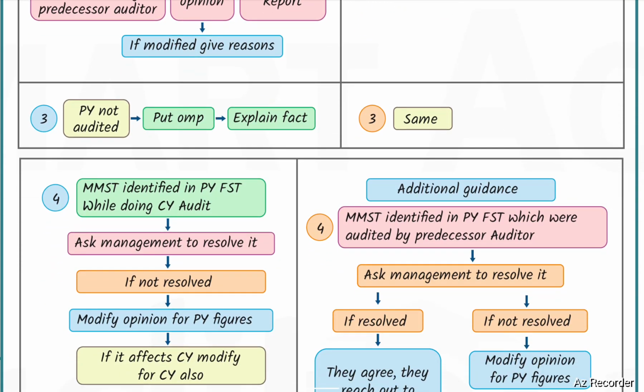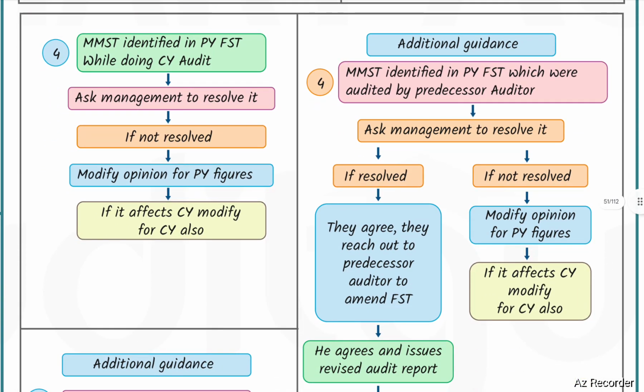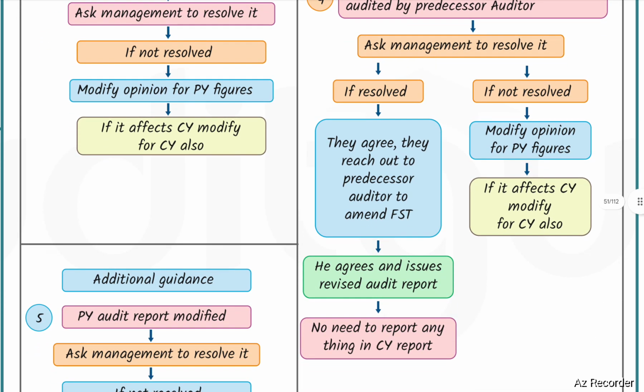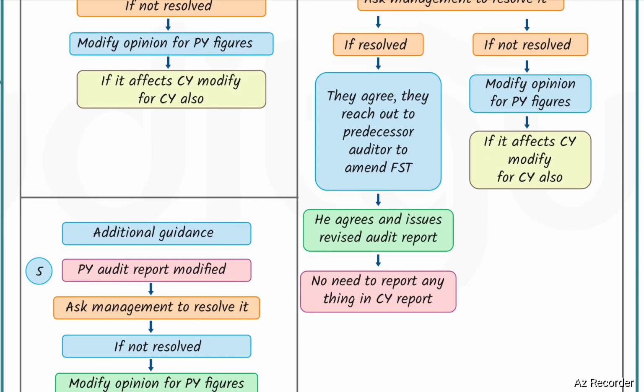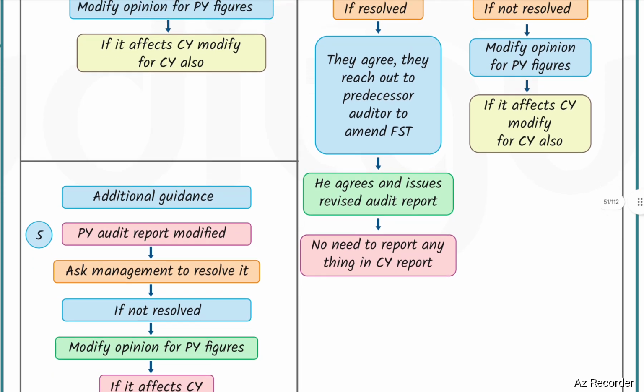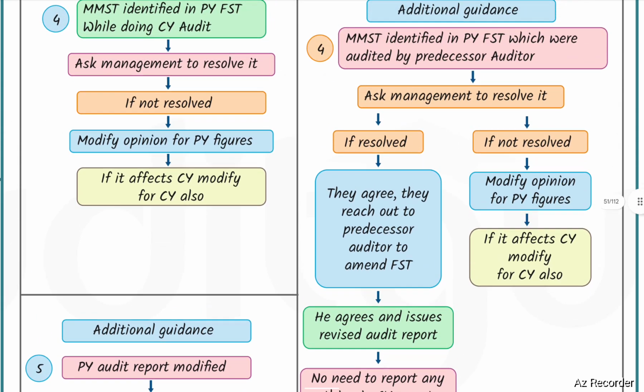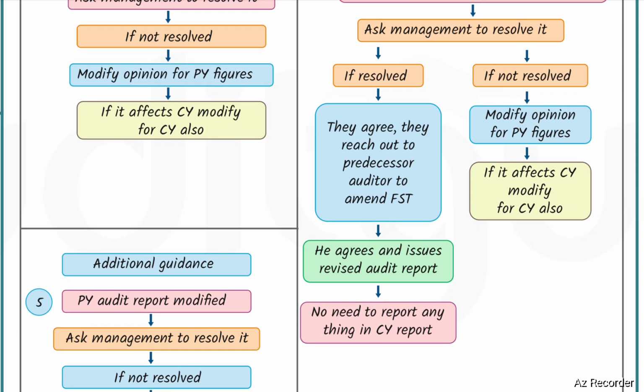Additional guidance: material misstatements identified in previous year financial statements which were audited by a predecessor auditor. Ask management to resolve it. If resolved, they agree, they reach out to the predecessor auditor to amend the financial statements. He agrees and issues a revised audit report. No need to report anything in the current year report. If the issue is not resolved, modify the opinion for previous year figures. If it affects the current year, modify for the current year also.